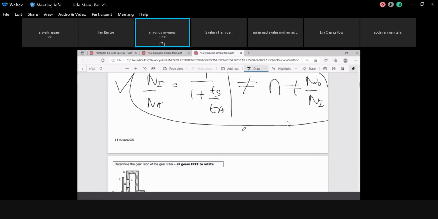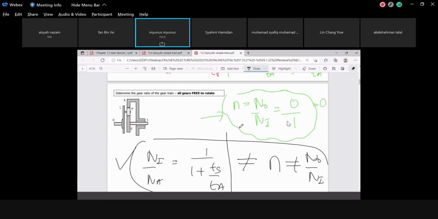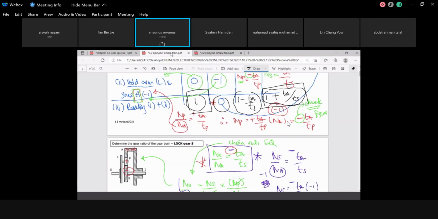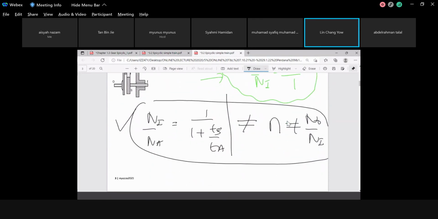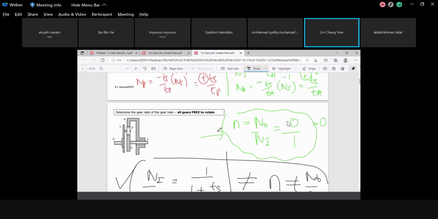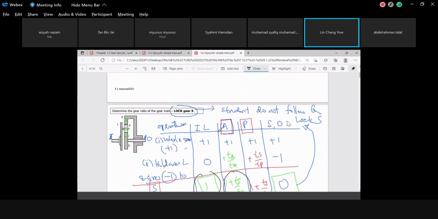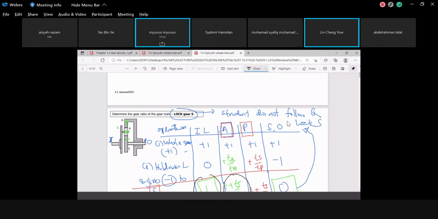Okay. So I'm now going to have another one. Doctor, yes. I just wonder why we lock gear S, the sun, and why we cannot get the ratio? Like in the procedure just now, instead of locking gear A you locked gear S. Students do not follow the equation. The equation asks you to lock A, but you lock S. You understand me now? Oh, okay. For students who do not follow the question, you will not get the answer.